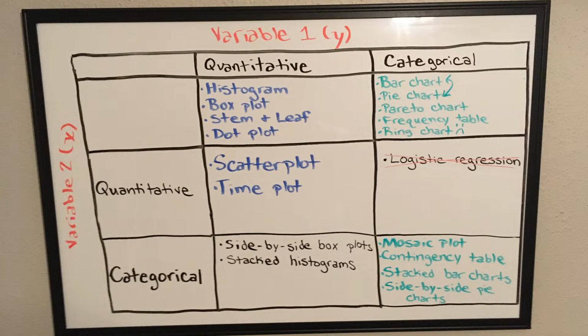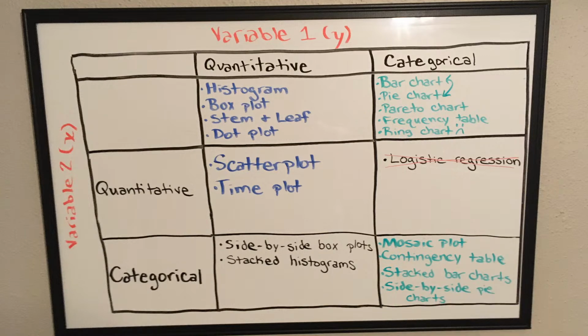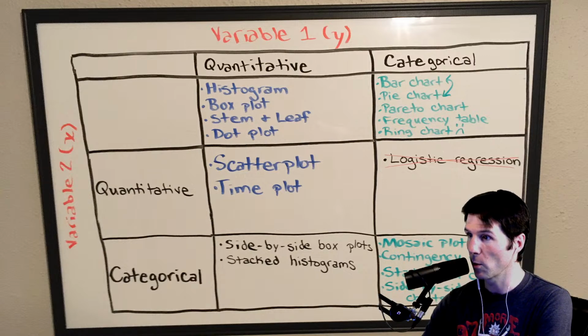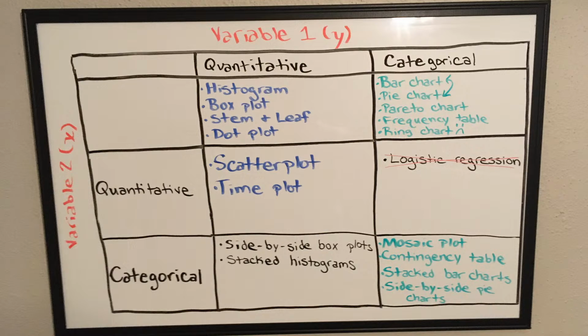So you see down here where I'm at, I'm over here in this corner, in the bivariate categorical section, where you have mosaic plots, contingency tables, stacked bar charts, side-by-side pie charts. These are bivariate categorical right where I'm at. But then way up at the top is the univariate categorical with bar charts, pie charts. We got the connection between them: Pareto charts, which is a bar chart put in order. Frequency table, which is just the counts of each thing in each group. And a ring chart, which nobody likes.